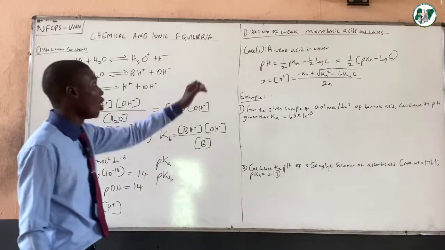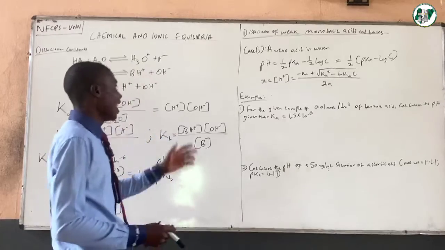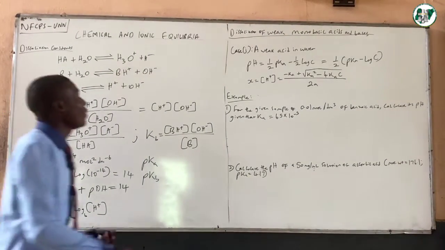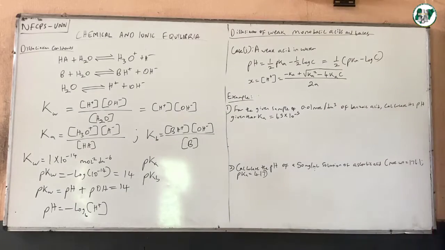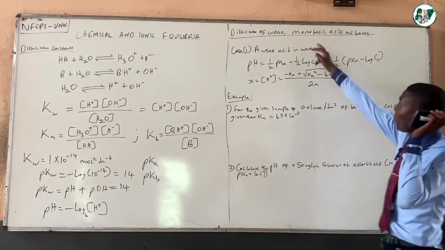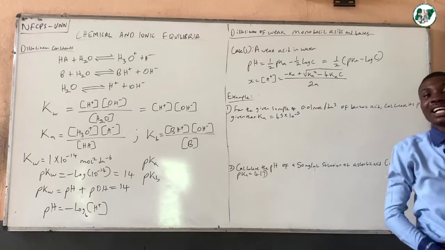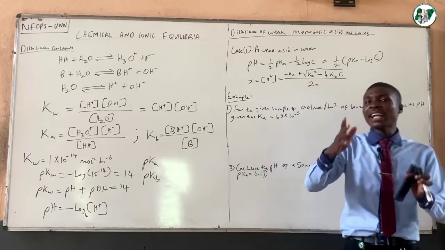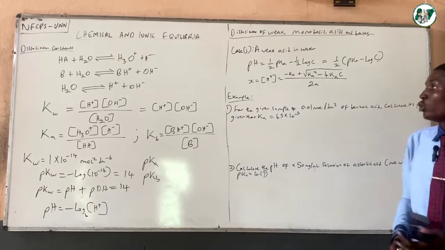So let us look at some weak acids and weak bases, and let's begin to consider their pKa and the calculation of their pH. Now we have the dissociation of weak monobasic acids and bases. Now we have monobasic acids. When we say monobasic acids, we're simply talking about acids that have one ionizable or replaceable hydrogen ion.